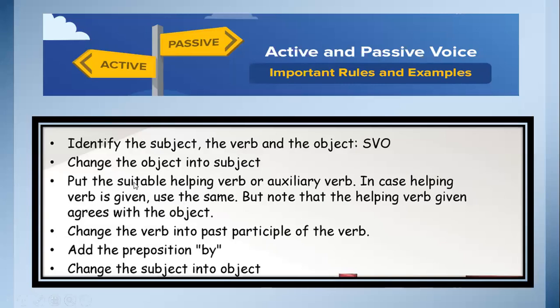Then we put a suitable helping verb or auxiliary verb. In case the helping verb is given, use the same. But note that the helping verb agrees with the object. So you have to make sure that you put the correct auxiliary verb. This is very important when you are changing from active to passive voice. Then you change the verb into the past participle of the verb, that is the third form of the verb. The verb changes from the first form to the third form. And then after putting the third form of the verb, you finally put the preposition, which is by. You put a by and you put the object in the end.